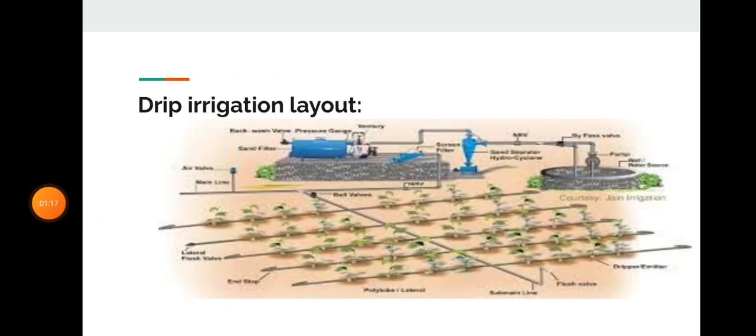Now moving on to the basic layout of drip irrigation. You can see the main source from the well, where the water goes on to the tank connected to the line and then to the subline, and then the crops get water through that. In drip irrigation we don't give water to the plants as in normal irrigation; this is how drip irrigation is done.